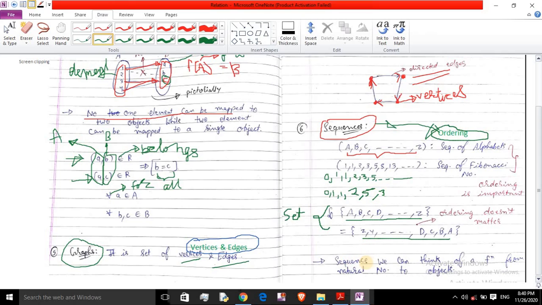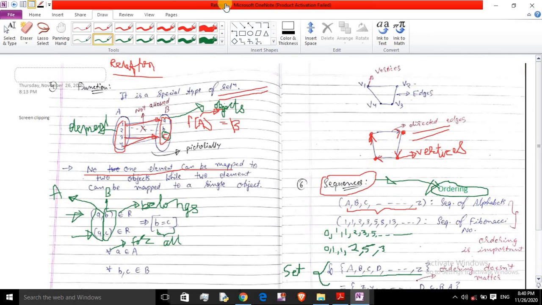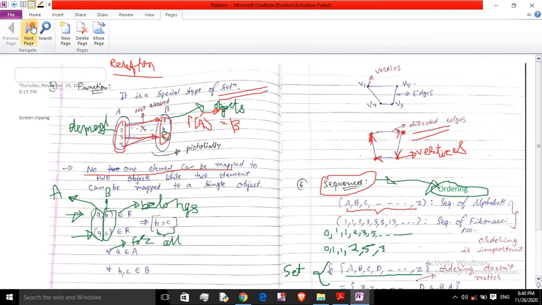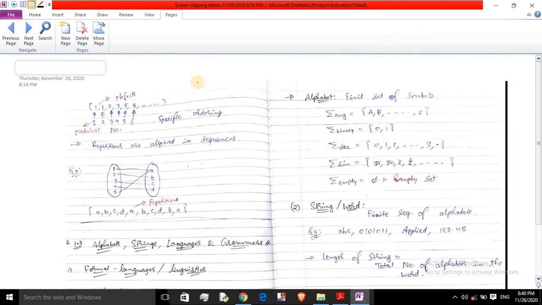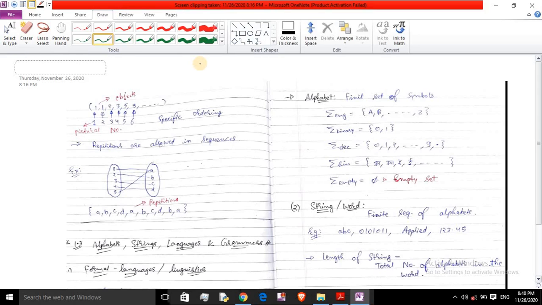Now look at this sentence: a sequence, we can think of as a function from natural numbers to objects. What does it mean? Now move to the next page. What is it saying? Now look at this part.